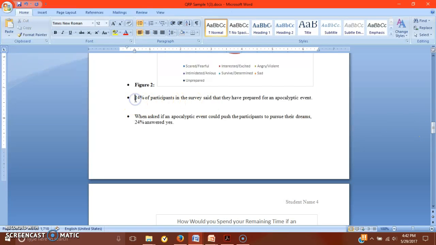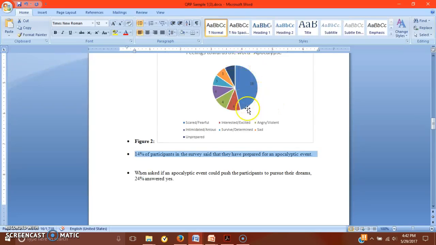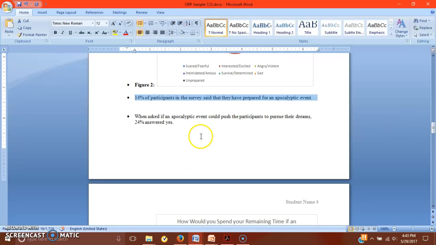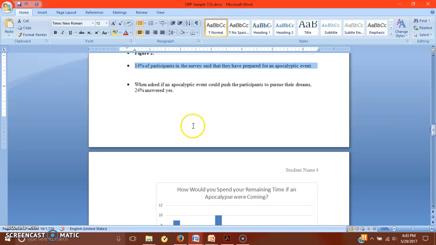So this one here didn't need a visual representation. There were not a lot of categories like there are here. So he just said 14% of participants in the survey said they have prepared for an apocalyptic event. This is a yes or no question, and this is how you represent it. You just bullet point it and you put the information. Because otherwise, you're just going to have a visual representation of like, this is the yes section and this is the no section. And that doesn't really serve a greater purpose to take up this much space in a paper. So that kind of challenges you guys to have better survey questions, which we'll talk about in just a second in this video. All right, this is again a yes or no question.